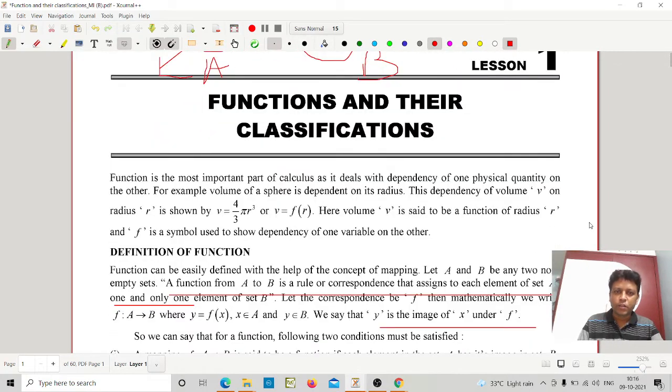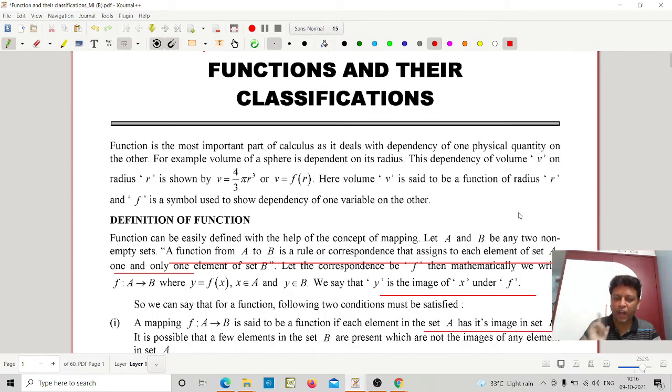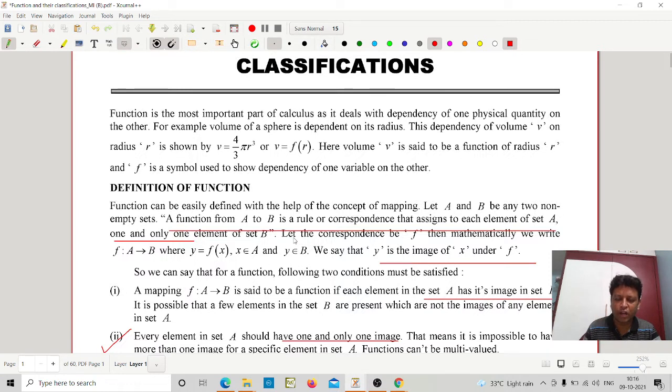Okay, everybody. So let's start our functions and their classifications. First of all, I will define function. Let A and B be two non-empty sets, any two non-empty sets. A function from A to B is a rule or correspondence that assigns to each element of set A one and only one element of set B.